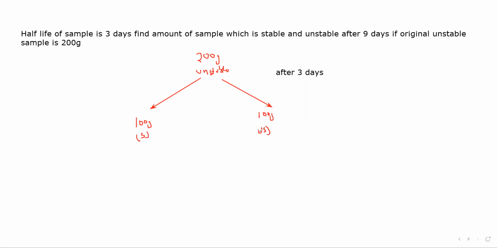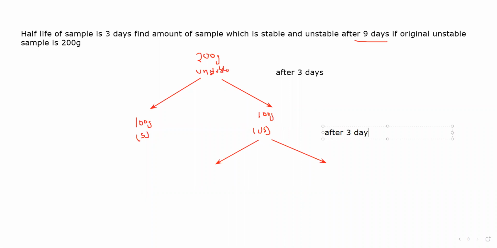But we have to find, like, total after 9 days, how much is stable and how much is unstable. So a stable one will not decay, but the unstable one will further decay. What is half of 100? That's equal to 50.